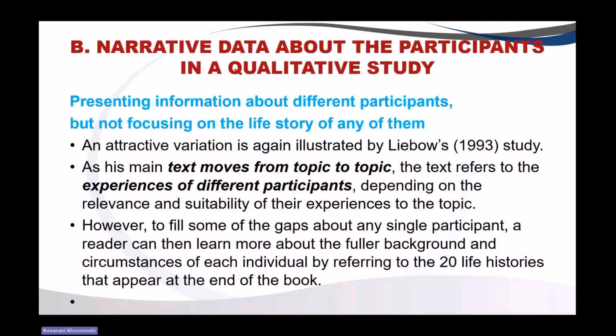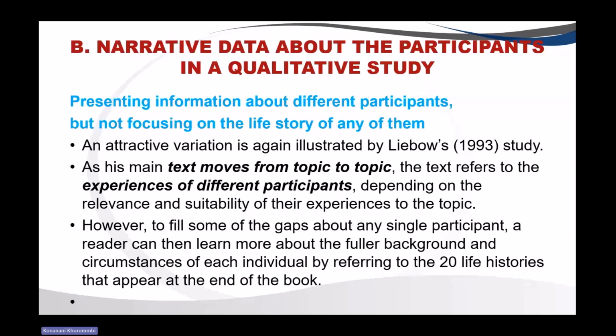However, to fill some of the gaps about any single participant, a researcher can then learn more about the fuller background and circumstances of each individual by referring to the 20 life histories that appear at the end of the book. That is the book that has been produced by Labels. But we learned now, based on his experience, from one topic to another, different responses, different people playing a role there, but completing the entire value chain, the entire discussion about the research topic. This should not confuse you.